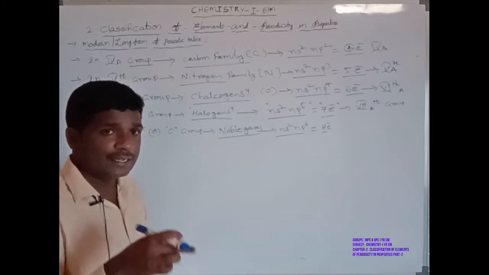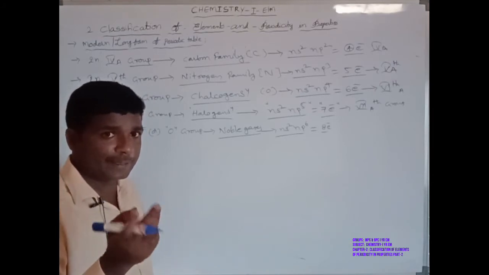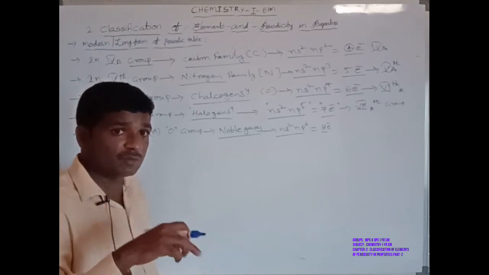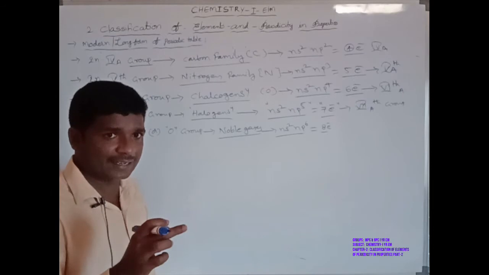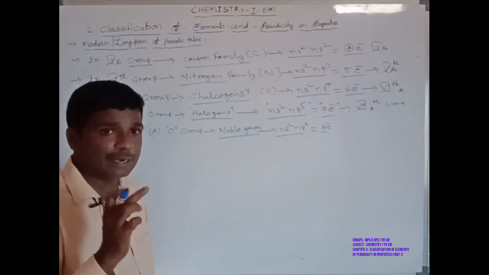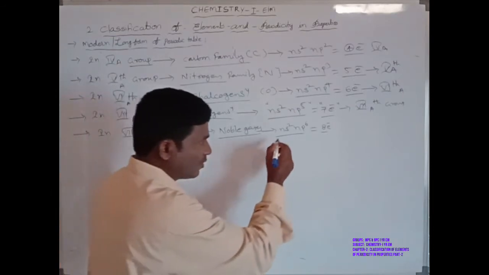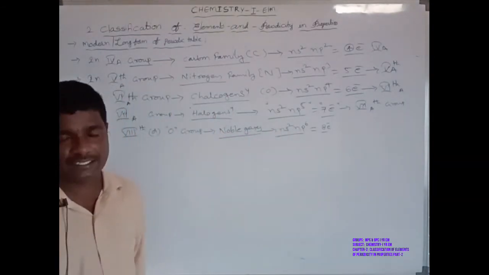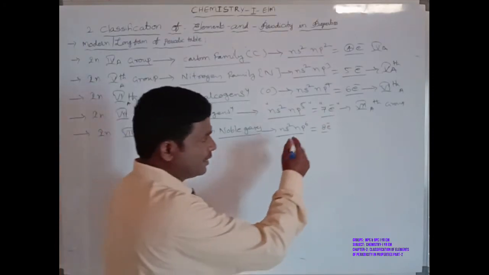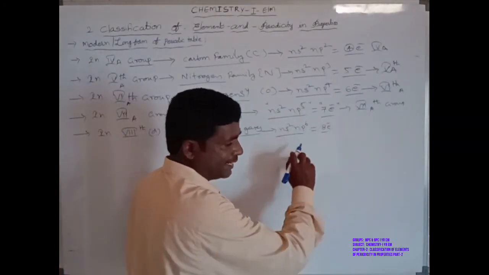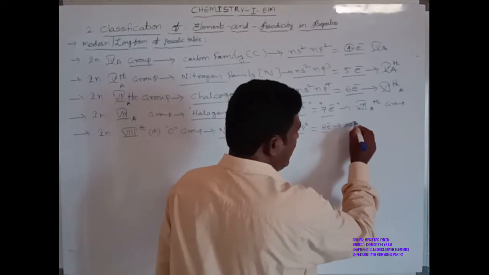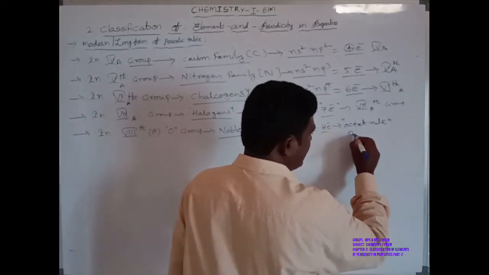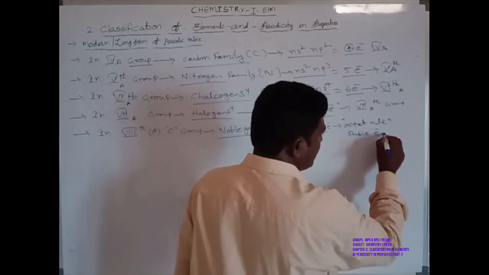Octet rule means that the s orbital and p orbital are totally filled with electrons. The outermost shell consists of only 8 electrons, so it is called the stable electron configuration of the octet rule. That is the electron configuration ns2np6, where the outermost shell consists of only 8 electrons. So it is also called the octet rule, or stable electron configuration.